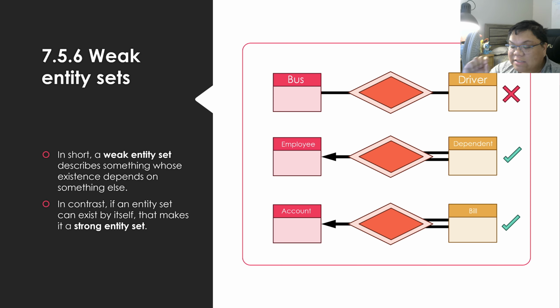If the existence of an account doesn't depend on the bill, but the bill depends on the account, then we have bill as a weak entity set. Because the existence of a bill depends on an account, that forms an identifying relationship set between bill and account, where account is a strong entity set and bill is the weak entity set.